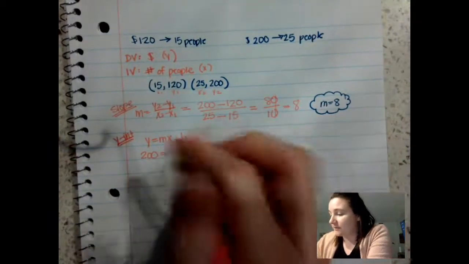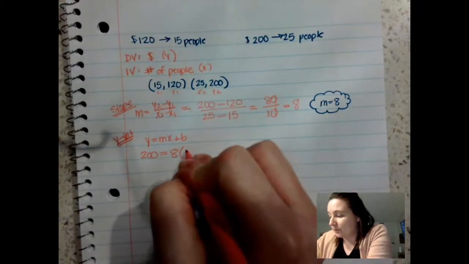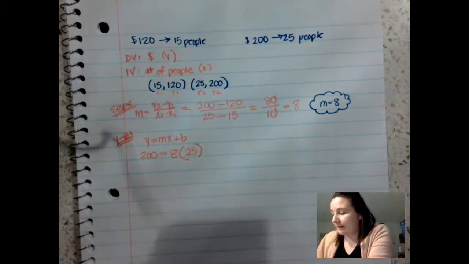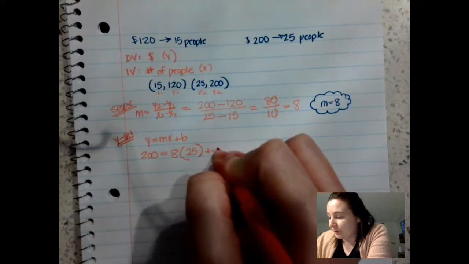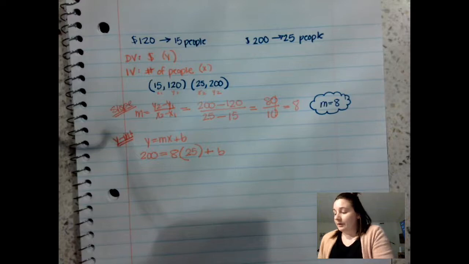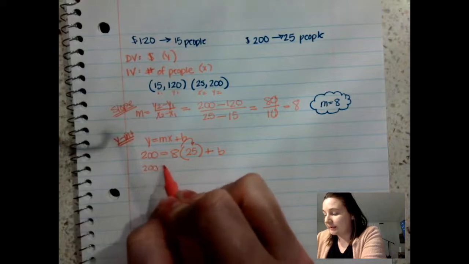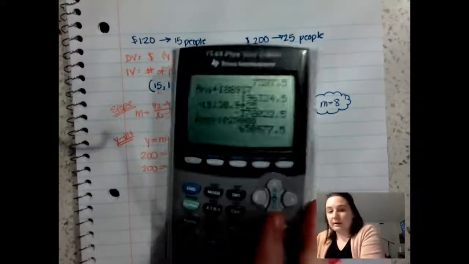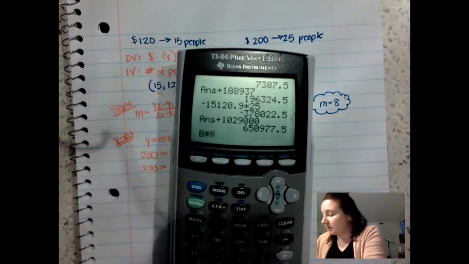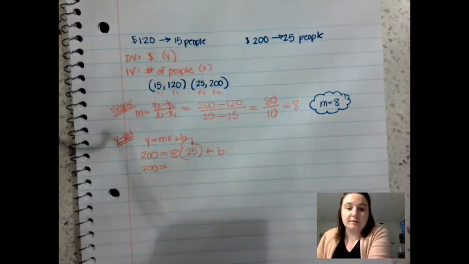M is what I just found, so 8. X is 25. And then we don't know b. The first thing that we want to do is when we see parentheses, we want to distribute. So 8 times 25. I think I know what that is, but I just want to double check in my calculator. Okay, so 8 times 25 is 200.